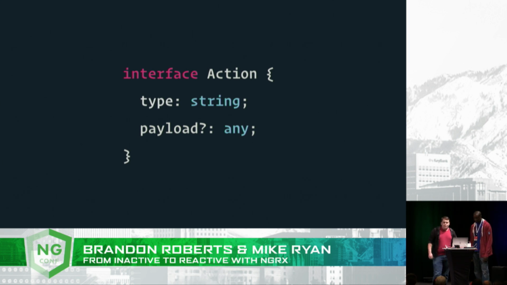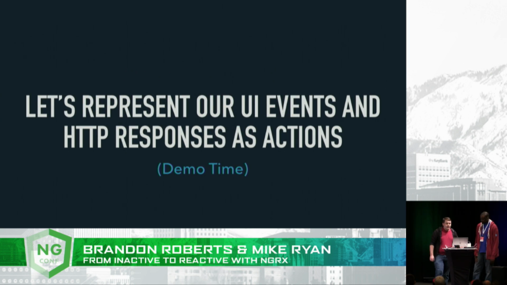We can optionally have a payload, and this can have any kind of data. In our actions, it might have the search query, or it might have the list of results that we get back from the Google Books API. So let's go ahead and dive into the code and represent our UI events and HTTP responses as actions.